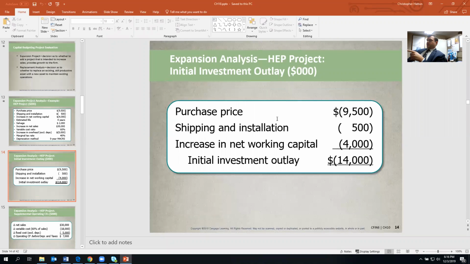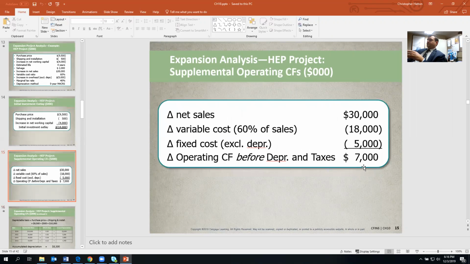And now, this is the initial investment outlay. So the change in net working capital. The shipping and installation; purchase price is going to be $14,000. So always look for the triangle here. So net sales 30,000. Variable cost is your variable cost ratio times your net sales. So that's 18,000 variable cost. Fixed costs excluding depreciation is your increase in overhead.